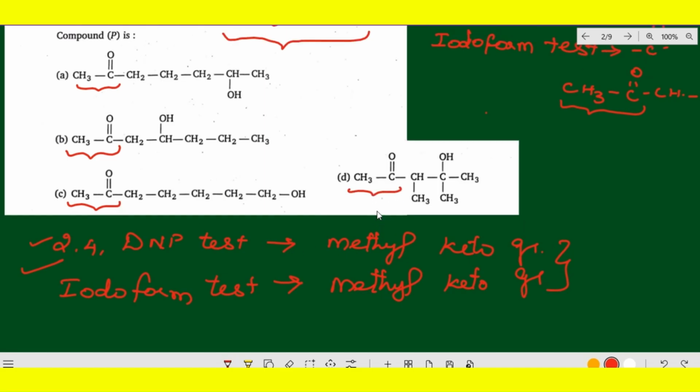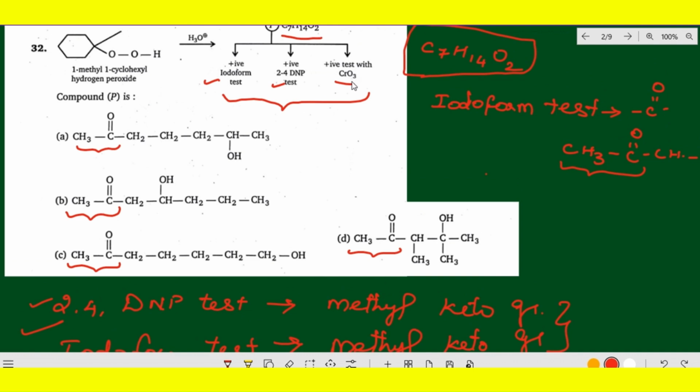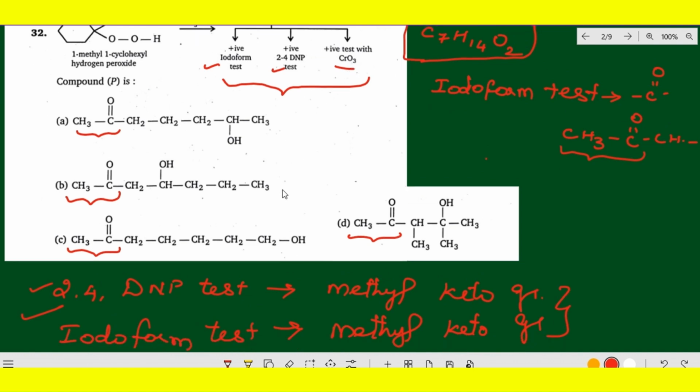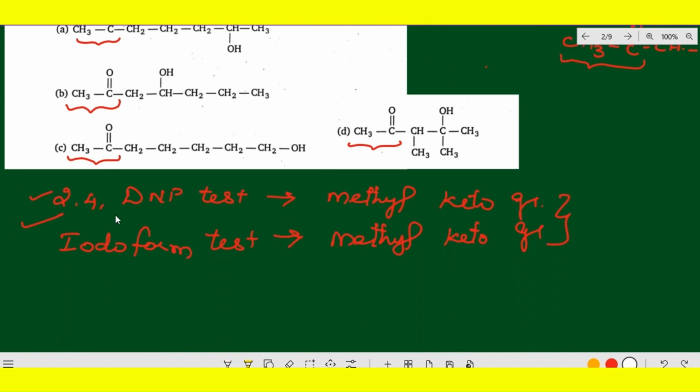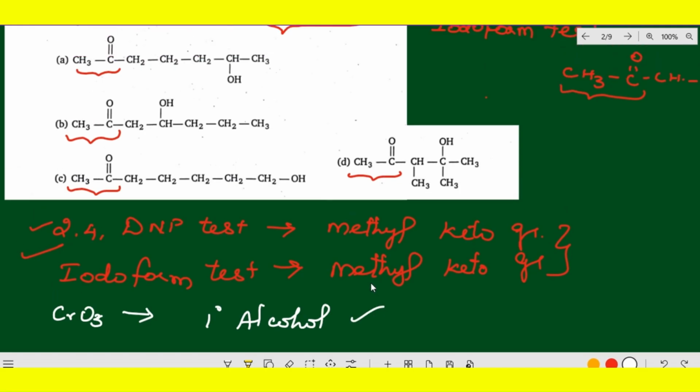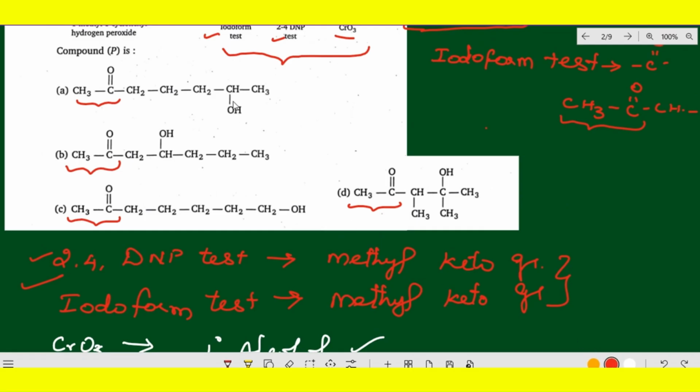That means another key they mentioned, positive test for chromium anhydride. See, chromium anhydride will be answerable for whom, you know, primary alcohol. Okay, I just mentioned CrO3. It is nothing but chromium anhydride. It is answerable for primary alcohol only. So primary alcohol means what is it actually here? Actually in this point here it is a secondary alcohol. This is CHOH, a secondary alcohol. This also is a secondary alcohol. See, from the key only we can identify.